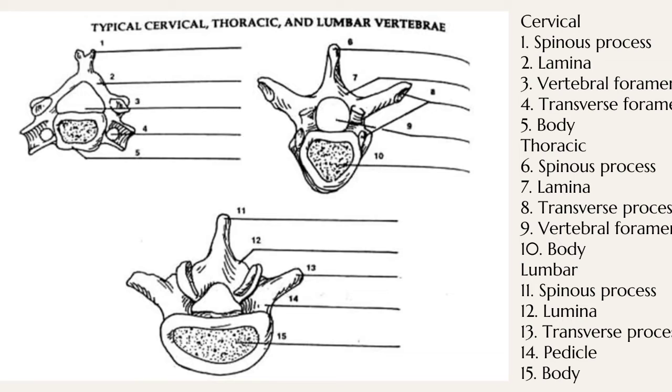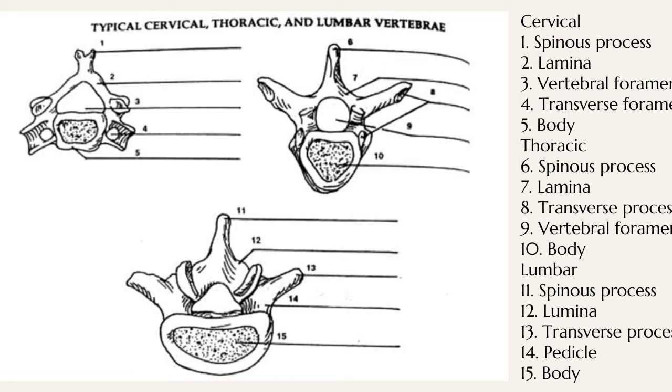Number four is the transverse foramen. The transverse foramen is a foramen in each transverse process of a cervical vertebra through which the vertebral artery and vertebral vein pass, in which every cervical vertebra has it except the seventh. The foramina present in the transverse process of the cervical vertebra give passage to the vertebral artery, an important artery supplying the brain and spinal cord.